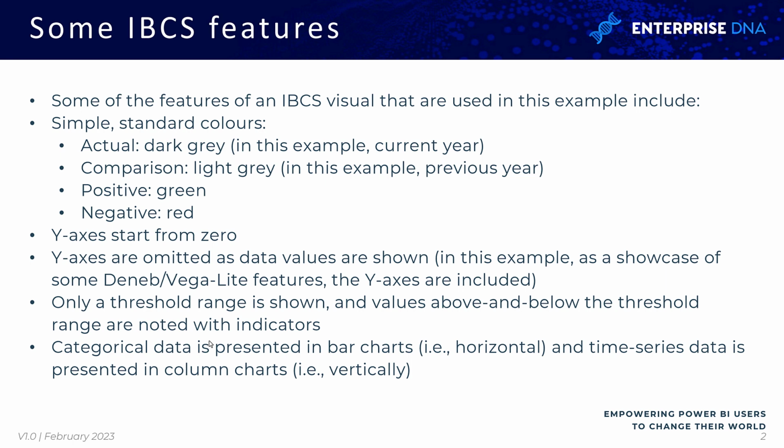Categorical data is presented in bar charts, for example, horizontal bars with categories on the y-axis. Time-based data is presented in column charts, i.e. vertical, with time periods on the x-axis.